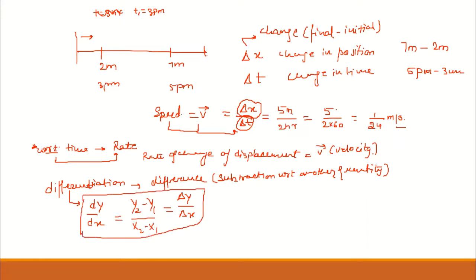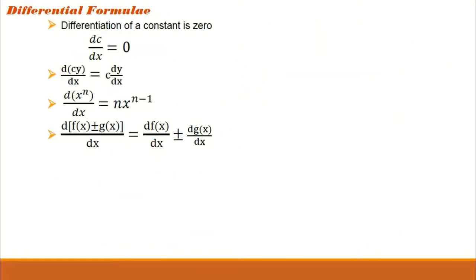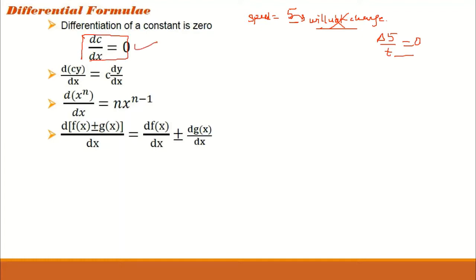Let's come to the direct examples or the formulas related to differentiation, how we will apply differentiation and what formula can be applicable. Let's move to the next part. If there is a constant, let's suppose 5, if its speed is constant and it is 5, will that speed change? No, it will not change because its speed is constant. It means the change in 5 with respect to any time will be 0. It means the differentiation of a constant is always 0.